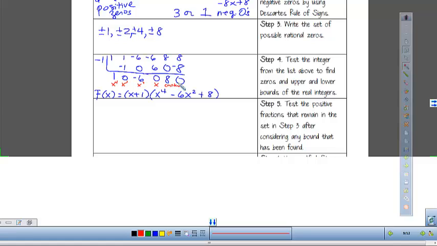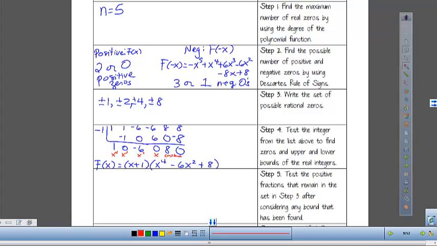All right, why don't you see if you could reduce this x to the 4th minus 6x squared plus 8, and then we'll go from there. All right, so if we try negative 2, okay, starting here, we get 1, 0, negative 6, 0, and 8. Okay, so bring down the 1. 1 and negative 2 is negative 2. We get negative 2. Negative 2 and negative 2 is 4. Then 4 and negative 2 is negative 8. And so we get 0.